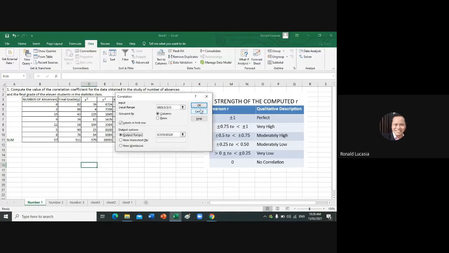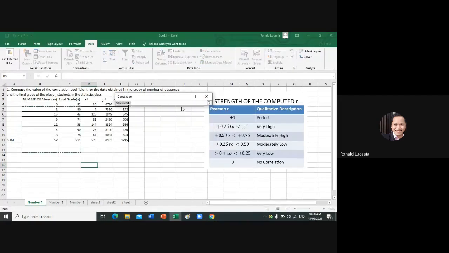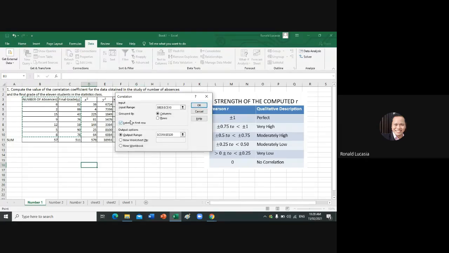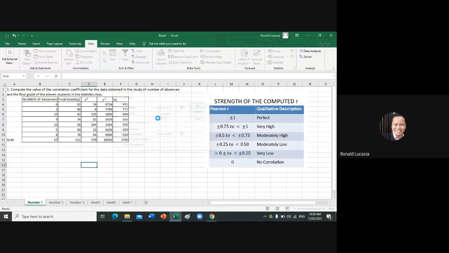Now, you go to the input range. This is the input range. You include the label to that side because sum is that part of the data. And then you click this one. Make sure you click the label. The label there is the number of absences and the final grade. This is the label. And then you click if that is column or row. So in our case, that's column.